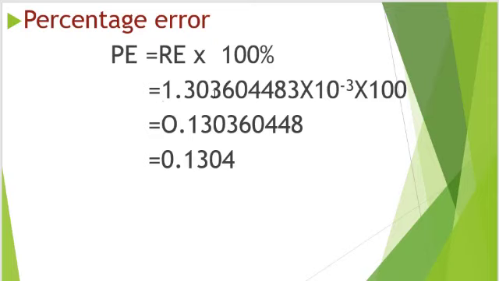That is 1.303604483 times 10 power negative 3, then multiply by 100, and the answer would be 0.130360448. This is our percentage error. Or we can try to reduce the decimal places by rounding it to at least 4 decimal places. When I say at least 4, that's a mathematical statement. You're free to write 5, 6, 7, and so on.